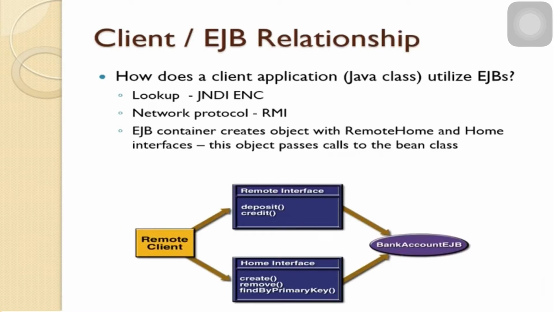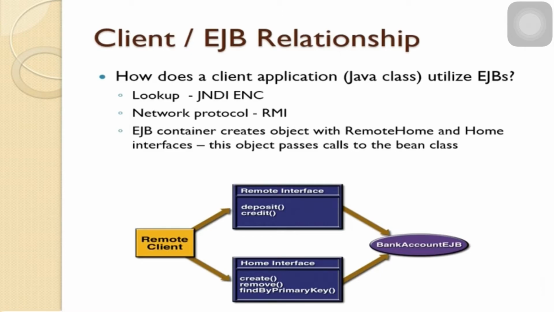How does a client application, for example, a Java class, utilize EJBs? The first step here is to look up the JNDI environment. To fire the JNDI, find the object of the EJB, or find the instance of this EJB. Now, the next one, after we have already obtained the instance of the EJB, now we can use RMI. RMI means remote method invocation. So the client can use RMI to invoke the instance of the EJB remotely.